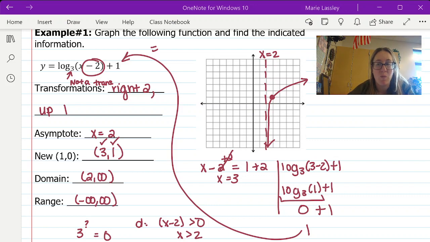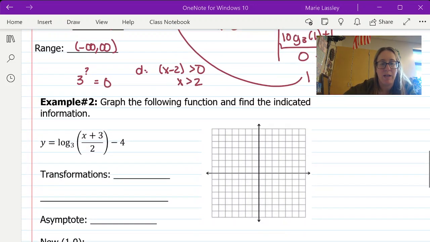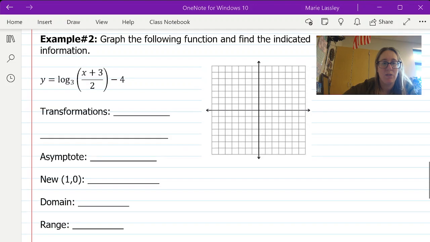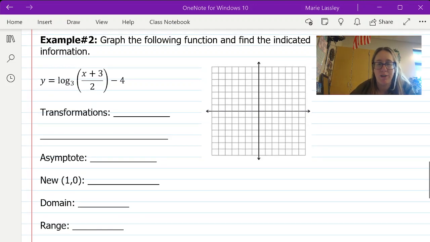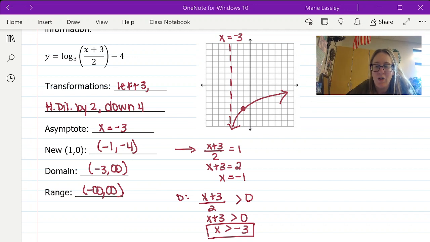Okay, so that's example number 1. I'm going to show you one more example, and then that'll be it. This one has some more transformations. It's got a dilation in there, so I like to go over these ones. What I really want is for you guys to try this one, then pause the video, and when you think you've got it, unpause and take a look at what I've got. Check your answers and see what you got.